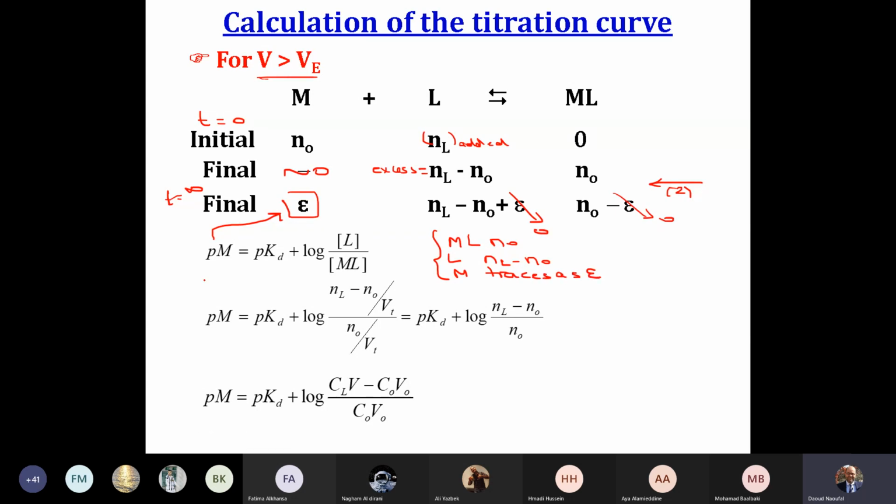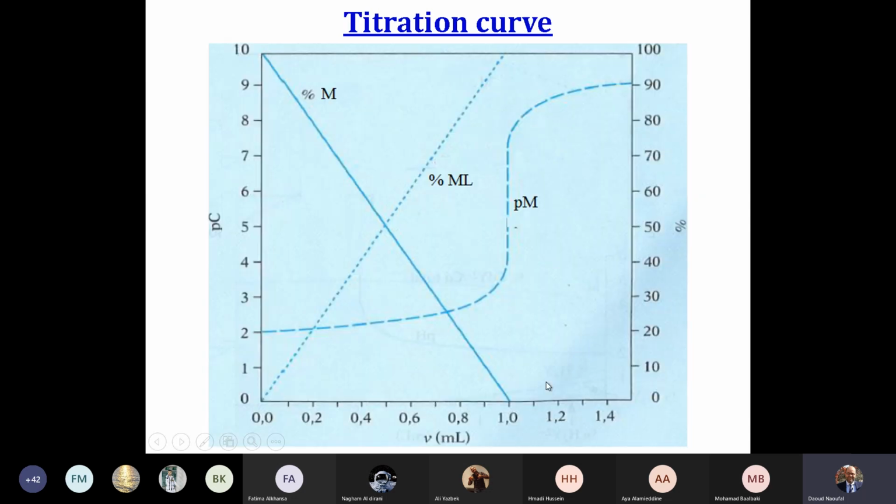We can apply the analogy of the Henderson formula: pM equals pKd plus log L divided by ML. This formula can be applied independent of the exercise. So pM equals pKd plus log of L. What is L? It is NL minus N0 divided by V total, divided by ML at equilibrium, which is N0 divided by V total. We cancel V total, so we obtain pM equals pKd plus log NL minus N0 divided by N0. So pM equals pKd plus log of CL V added minus C0 V0, divided by C0 V0. And we obtain the following curve.